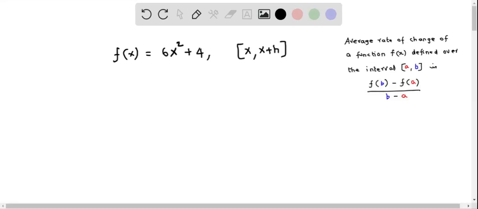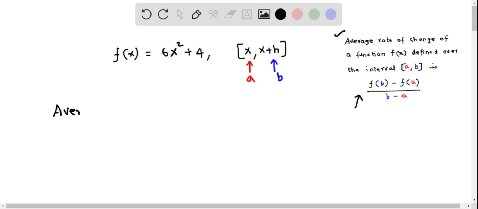We now find the average rate of change for the function f of x equals 6x squared plus 4 over the interval x comma x plus h. So here we use the definition of the average rate of change of a function f of x defined over the closed interval a comma b, which is given by this formula, that is f of b minus f of a over b minus a. So first let's identify the a and b from this interval. This x represents the a, and this x plus h represents b. So let's use this formula to determine the average rate of change.